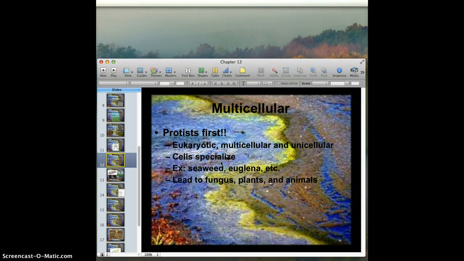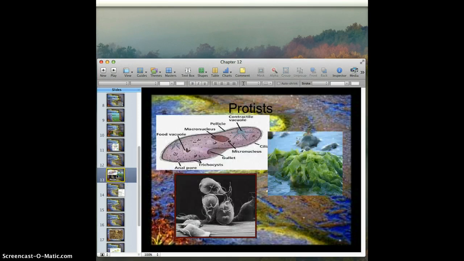This is a weird group. They are all over the place. Some act like plants, some act like animals. So some examples are seaweed is actually a protist. Most people think it's a plant. It's not. Euglena is a little single-cell guy, runs around and eats things. So it doesn't look anything like a plant. Acts more like an animal. And then eventually these protists led to fungus, plants, animals, and the other organisms we are going to be talking about in the next few days.